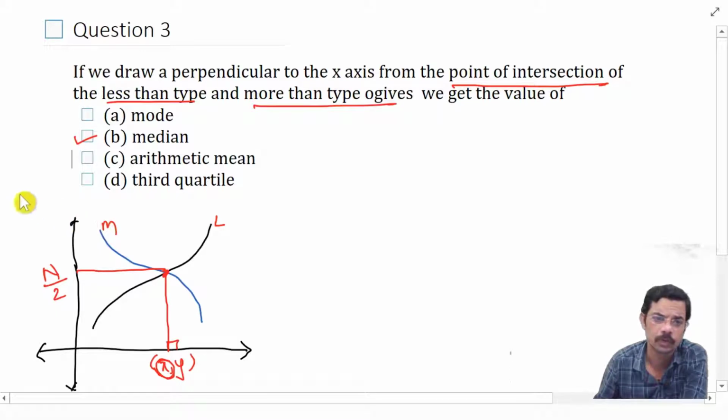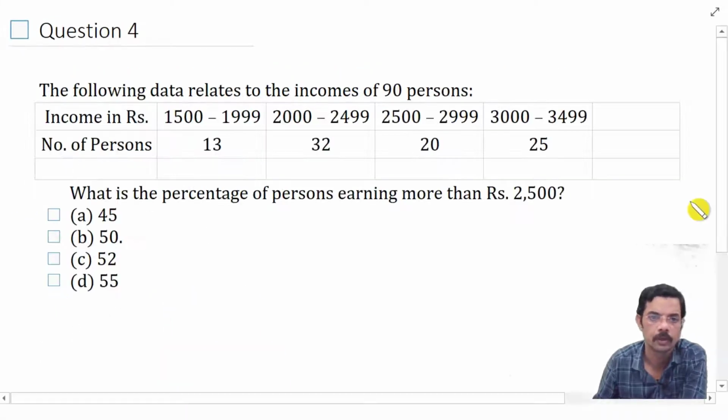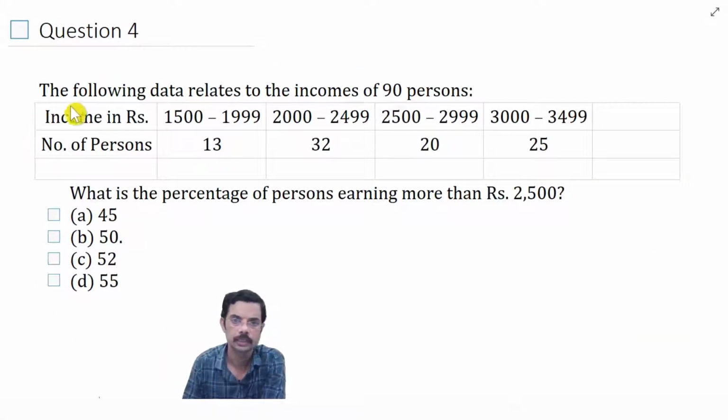Now let us move on to the next question, question number 4. The following data relates to incomes of 90 persons. Income in rupees is given. Number of people in those income groups are also given. There are 90 persons. What is the percentage of people earning more than 2,500?